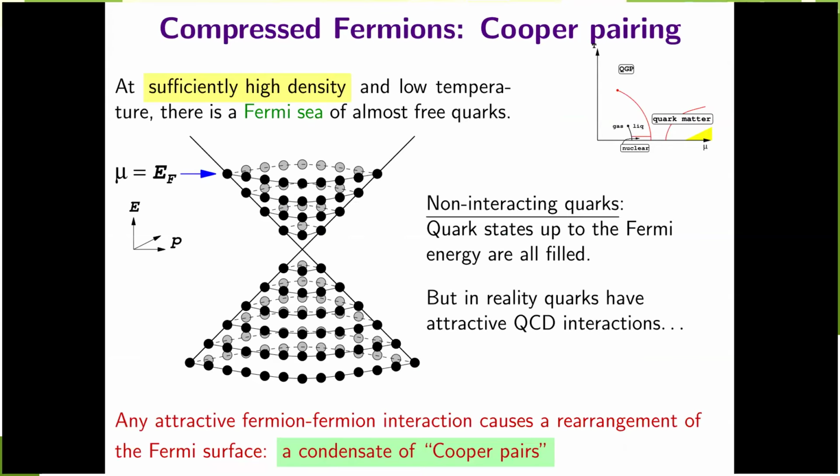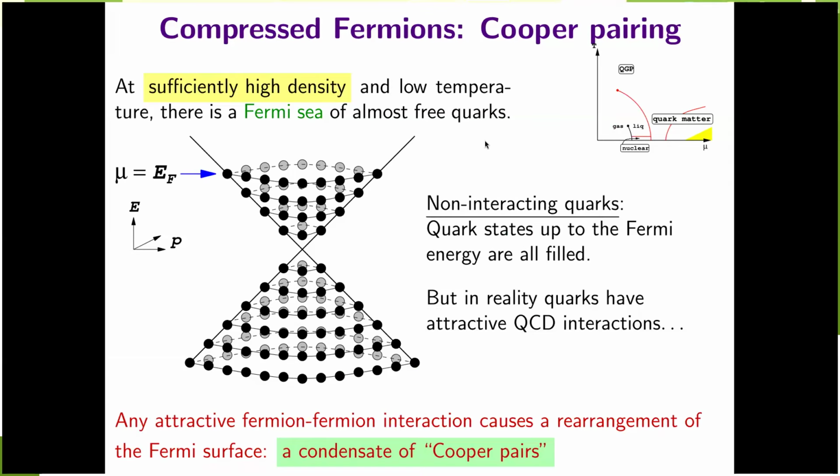So here is a story about what happens when you compress fermions. Quarks are fermions, right? They obey the Pauli exclusion principle. So what happens when you compress fermions? Let's think about quarks as the fermions in this case, but the story I'm going to tell you is very general, and I'll emphasize that as we go along.